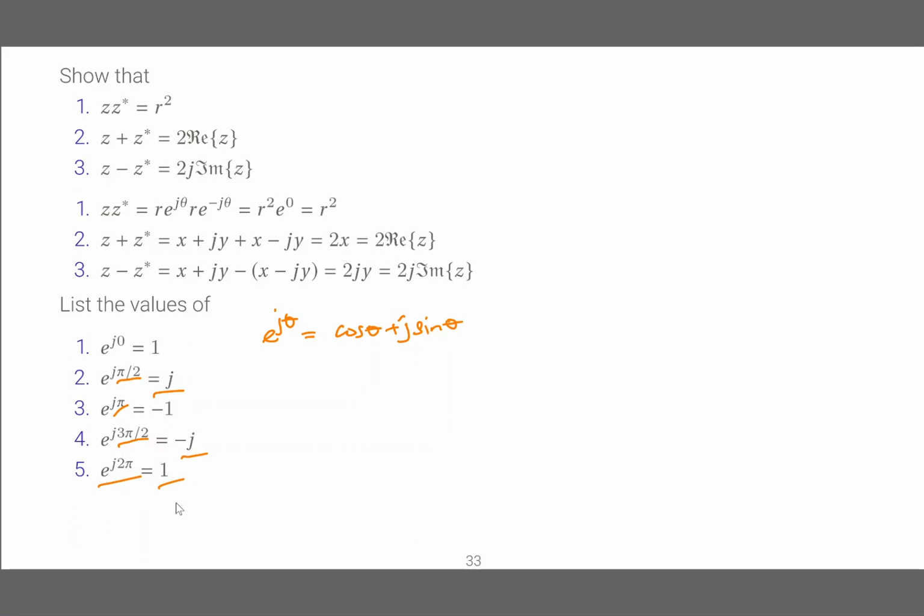So with this knowledge, we can start studying complex signals. These signals not only have a real part, but they also have a complex part.